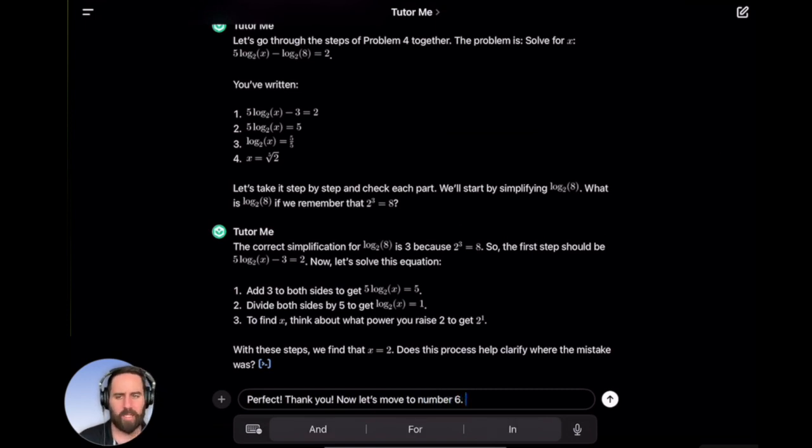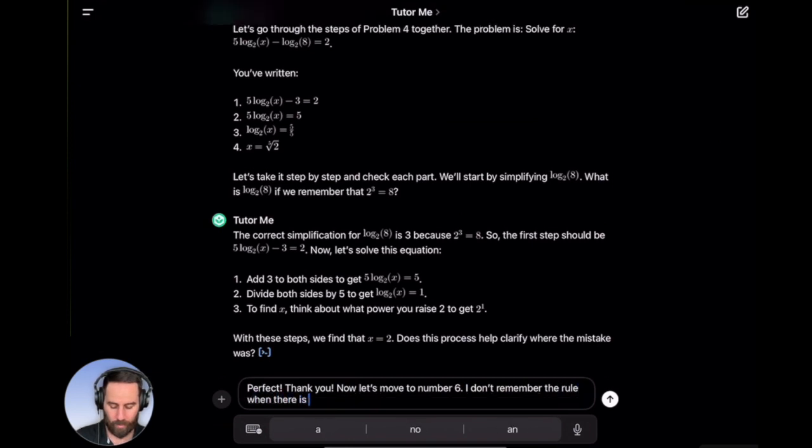So this would be the time when, if you're looking on Pearson or Blackboard or Canvas or some type of online version of your math questions and you have copy and paste, you just copy and paste it over there and you should be good to go. I don't remember the rule when there is a log in the exponent.